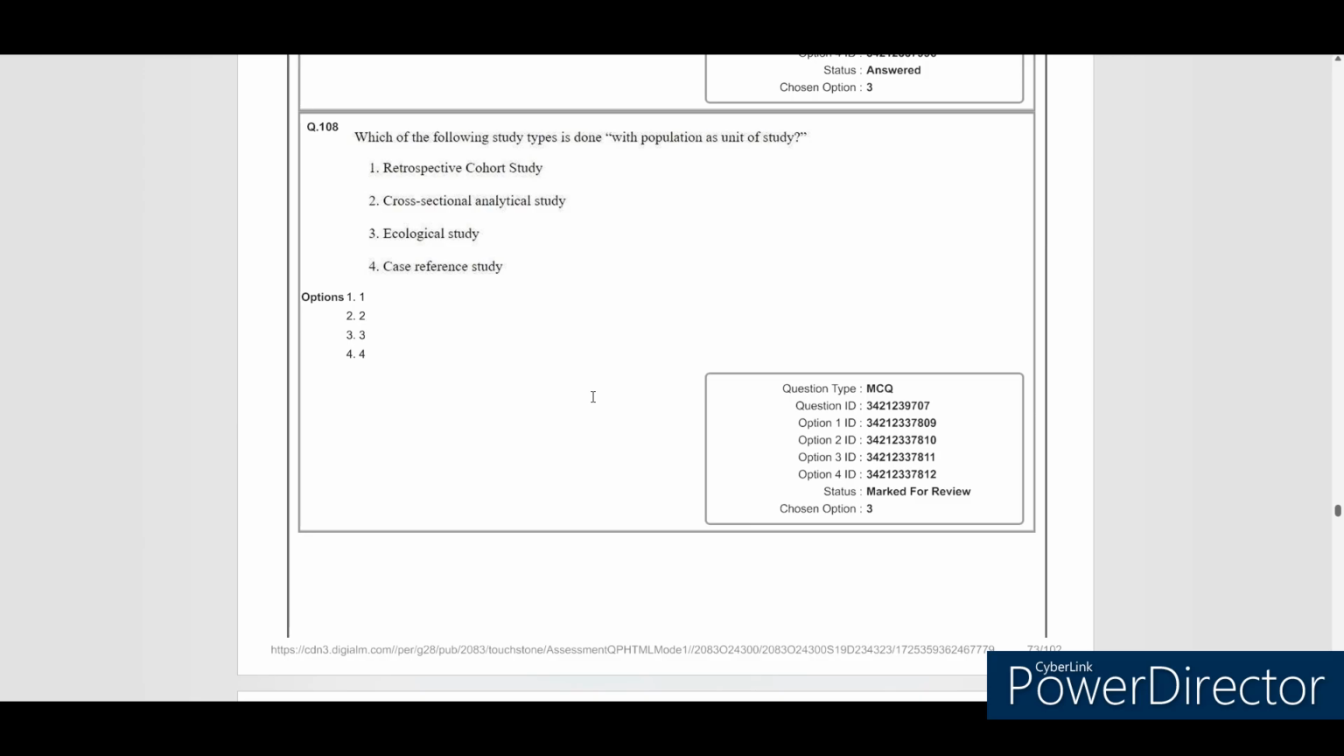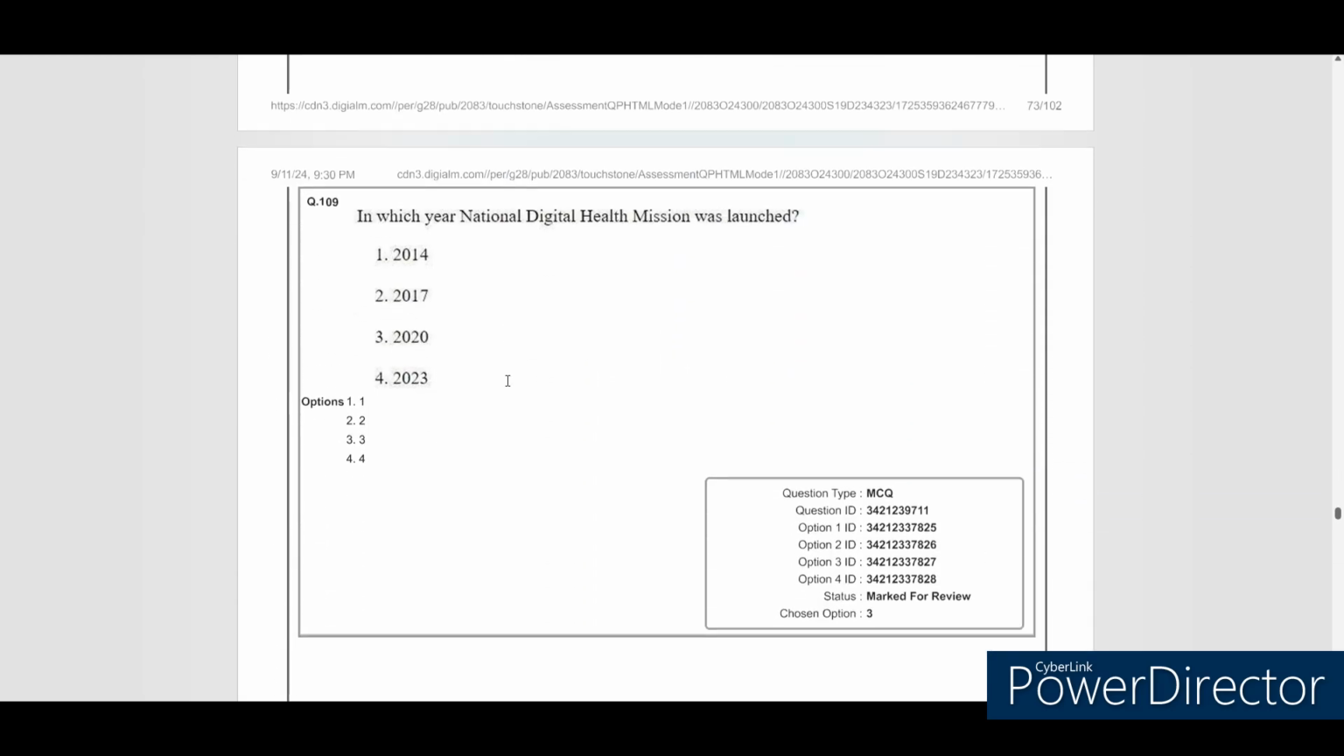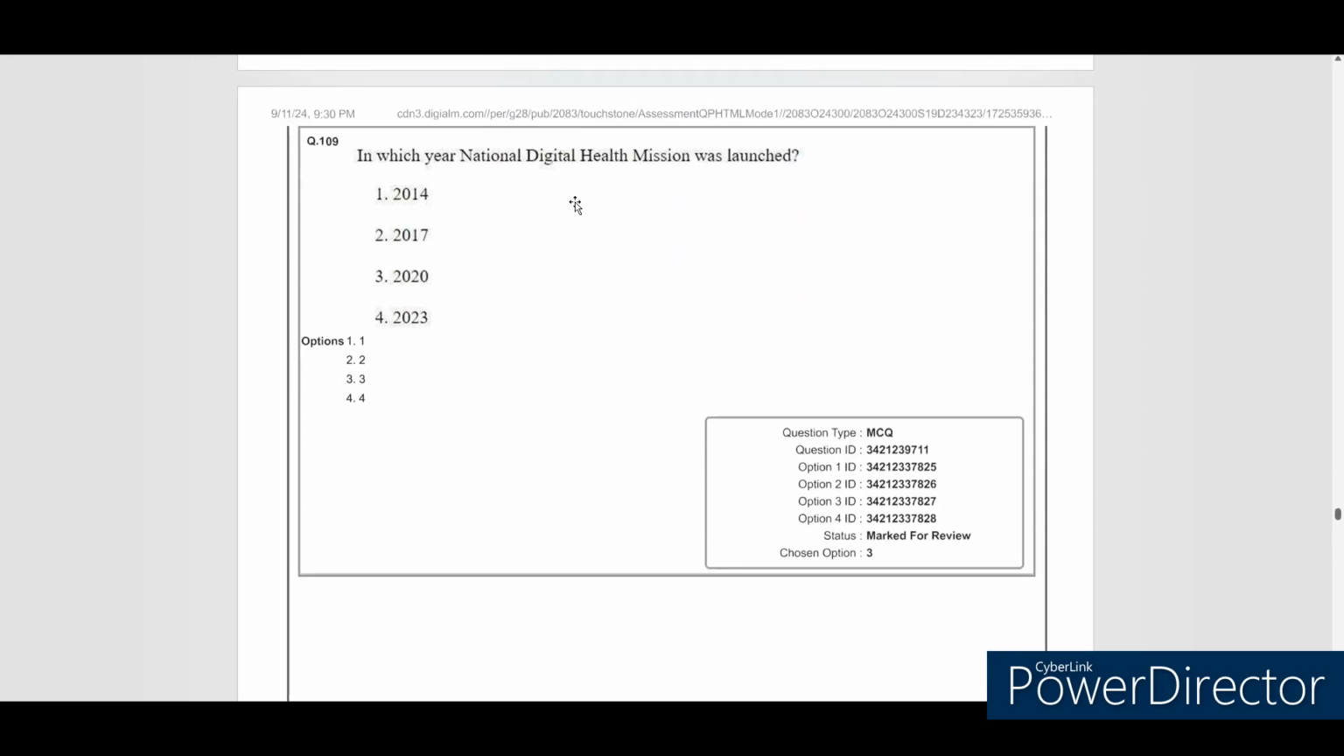And coming to question number 108, which of the following deals with population as a unit of study? Very easy question. It is ecological study. And 109, as I already said, years and dates. If you can remember this, you can directly answer this question.